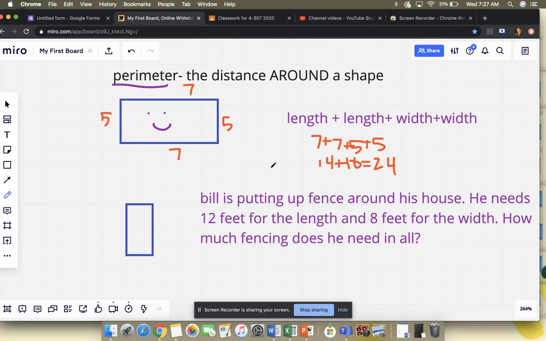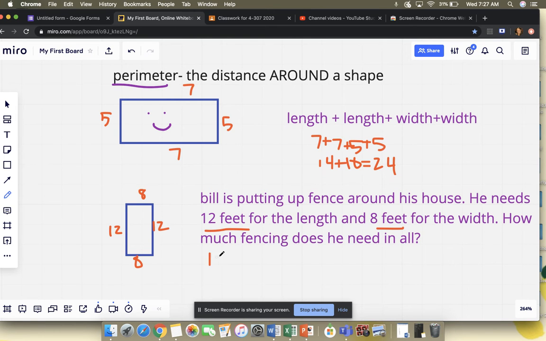Now, let's see what it looks like in a word problem. So Bill is putting up fence around his house. He needs 12 feet for the length and 8 feet for the width. How much fencing does he need in all? Well, now I got to fill in this. So this is the longest one, so it's going to be 12. This one's a little shorter, so it's going to be 8. The 8 is up here, so I know that I'm going to bring it down, and it's going to become 8. I'm going to bring this across. It's going to become 12.